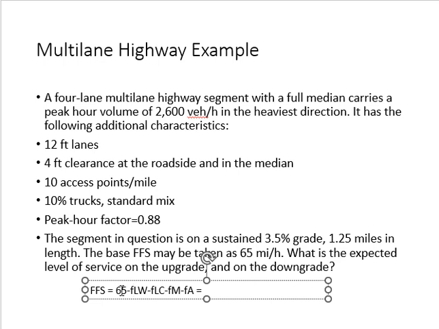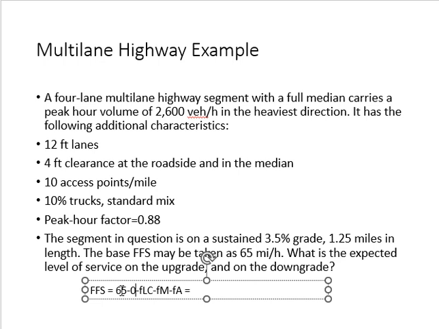Then I have the factor for lane width. My lane width is 12 feet. For 12 feet the factor is 0. You trust me. It's the same table which we have used for the freeways.